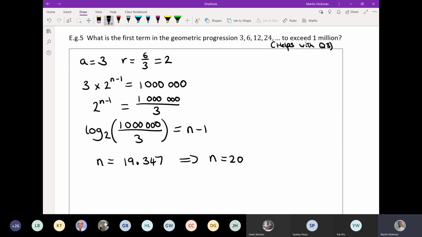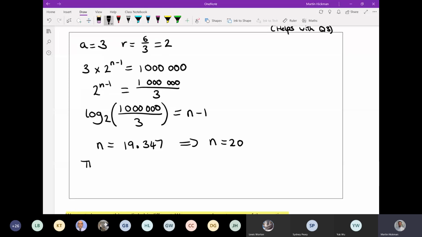I believe in your written notes that you've got for this in the assignment, we used inequalities there, so you can do it with inequalities as well to make sure that you know that you have to actually round it up. But I'm fine with just thinking of this as, well, 19.347 would take you to exactly 1 million. So you know the 19th term would be slightly below it. The 20th term would be slightly above it. So the 20th term is the first term to exceed 1 million.